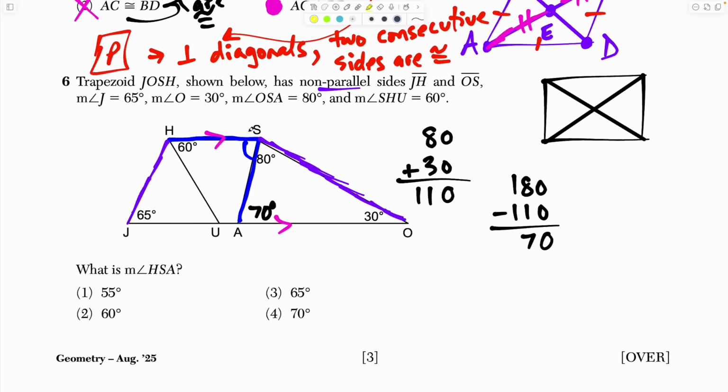But now we could show here that this angle we want and this angle here that we just found are alternate interior angles. See, if I draw in here, I have these two parallel lines and I come in like this and I draw in this Z shape here. Okay, so these make alternate interior angles. So the missing angle here has to be 70 degrees. Okay, so the measure of angle HSA is 70 degrees, choice 4.